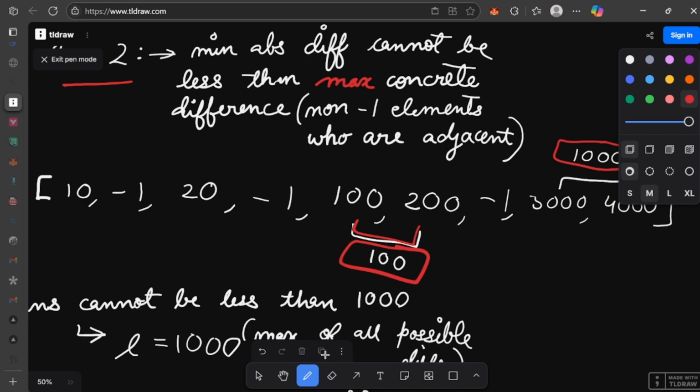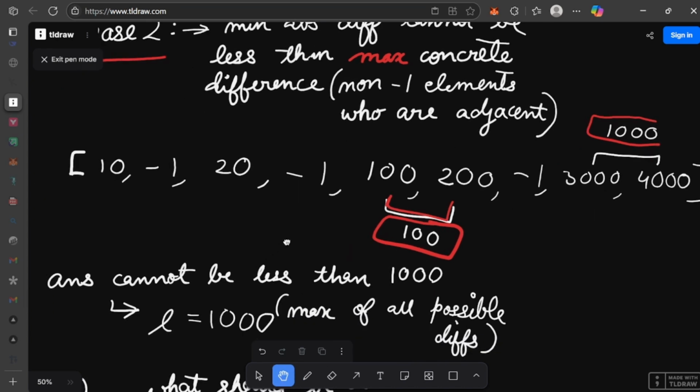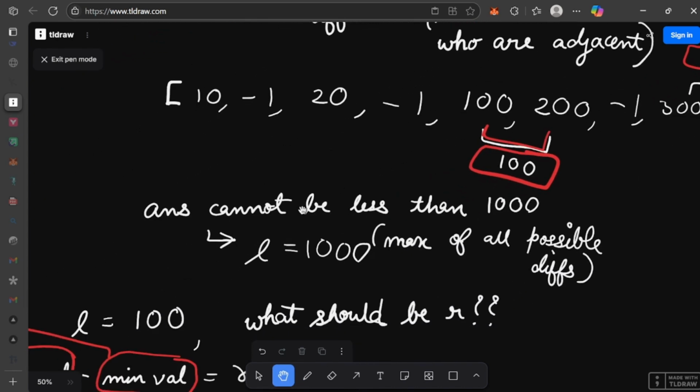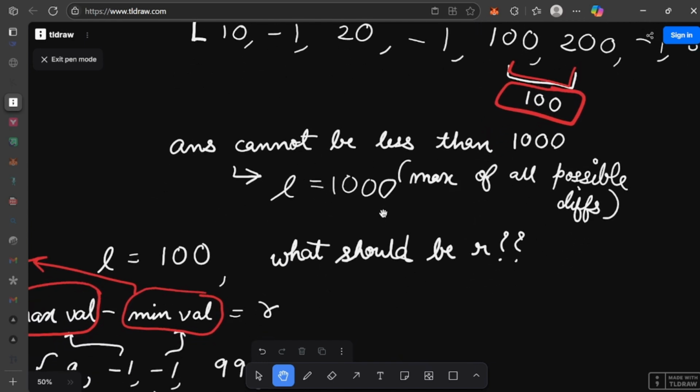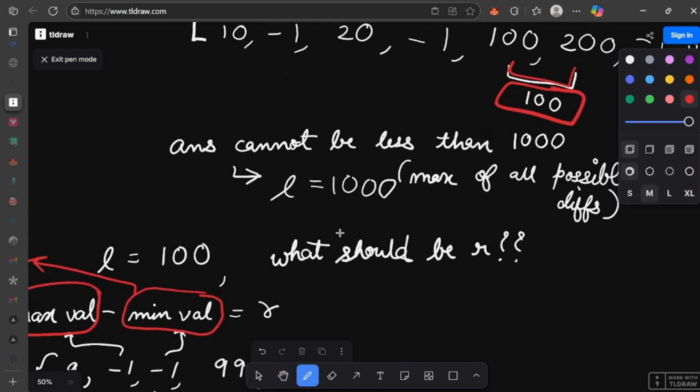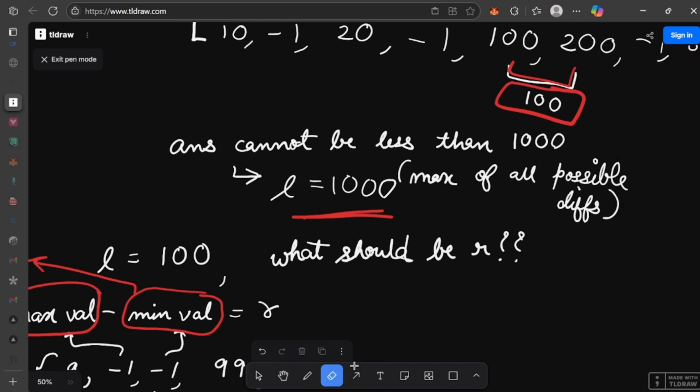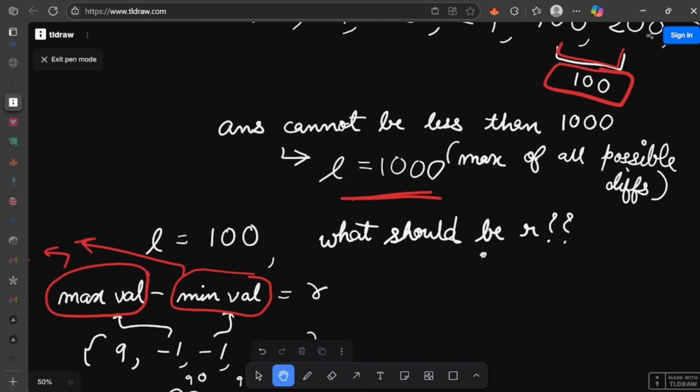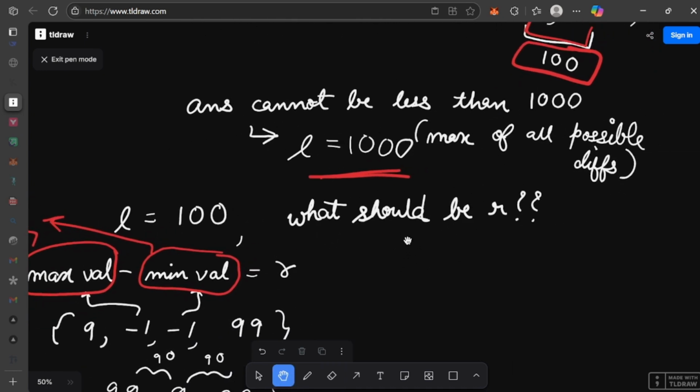From 1000 and 100, 1000 is the max value, so that is the left of our binary search. No answer can be less than this answer, because we can only manipulate the non-concrete values. The concrete values would remain the same. So this would be our left answer range for binary search on answer.